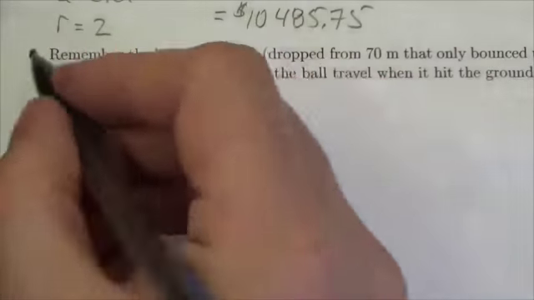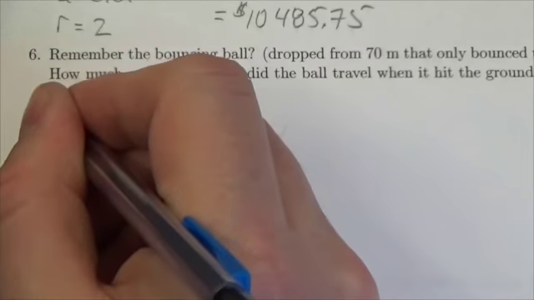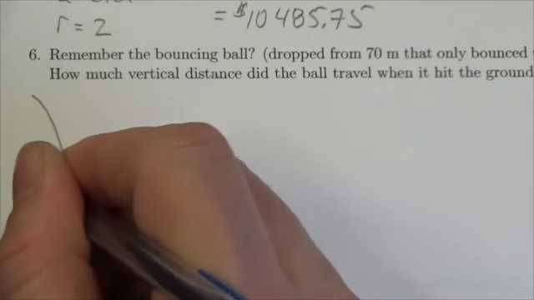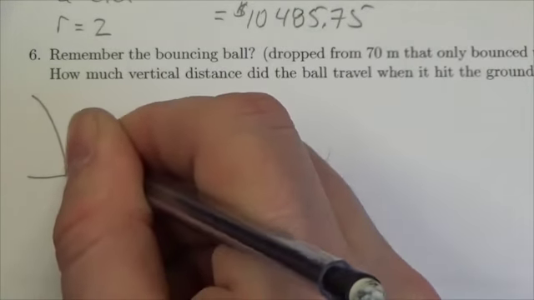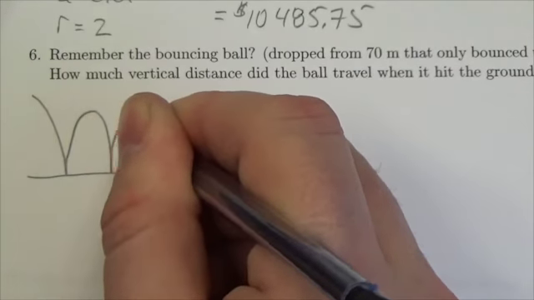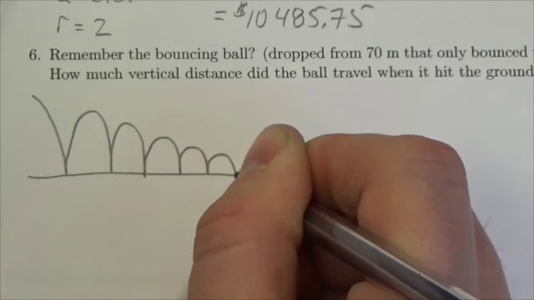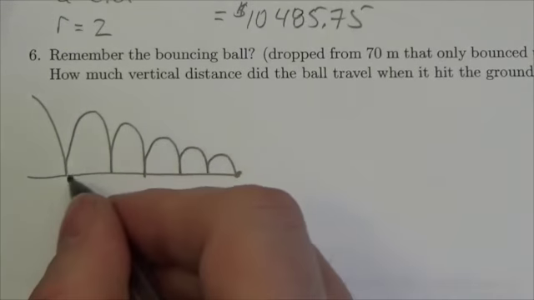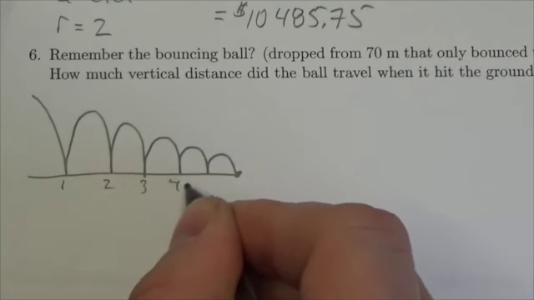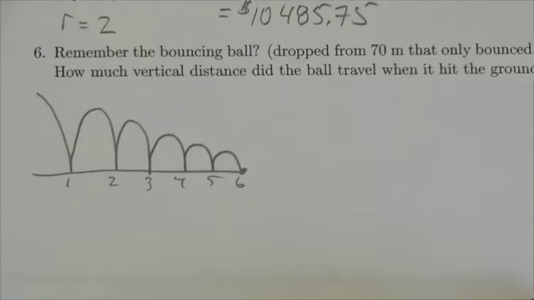So let's just model this out. Starts at 70, hits the ground, bounces up. So here's our ground. First bounce, second bounce, third bounce, fourth bounce, fifth bounce, sixth bounce. So this is where we're stopping. 1, 2, 3, 4, 5, 6. Here's our 6th bounce.